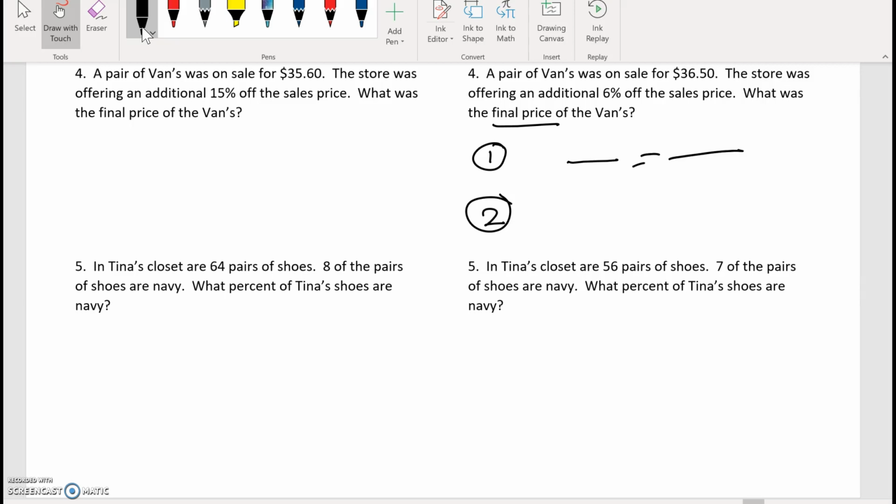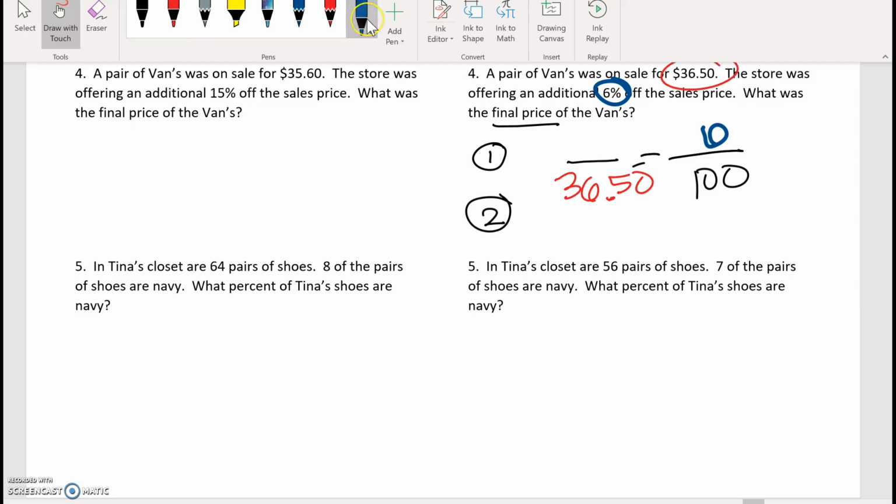So with my proportion, I always look for my percent first, and I do have a percent, so I have 6% on top, and 100 always goes on the bottom, right. And then I either will have my part or my total, right? So it's saying a pair of Vans was on sale for $36.50, and then they added more of a discount. So there's 6% off of that $36.50. So I'm not saving $36.50, that's the cost of the Vans. So that's going to be my total down here, okay?